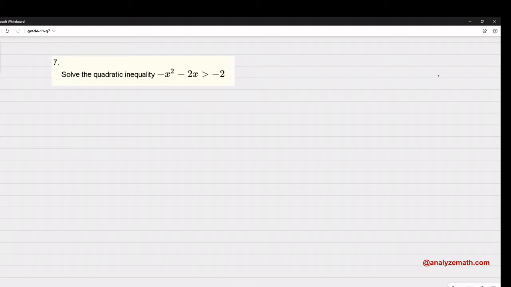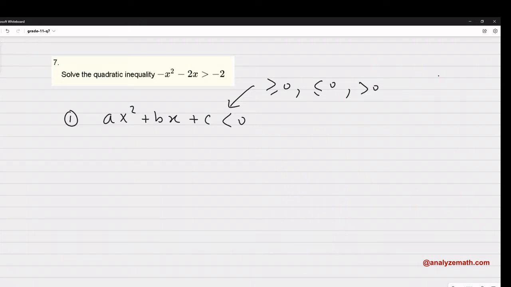In this video, we are going to solve quadratic inequalities. First, we define a quadratic inequality as any inequality that can be written as follows: ax² + bx + c less than 0. And of course, here we can have bigger than or equal to 0, less than or equal to 0, or bigger than 0. Good.